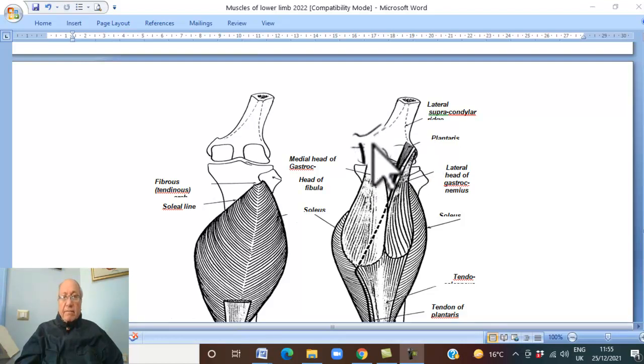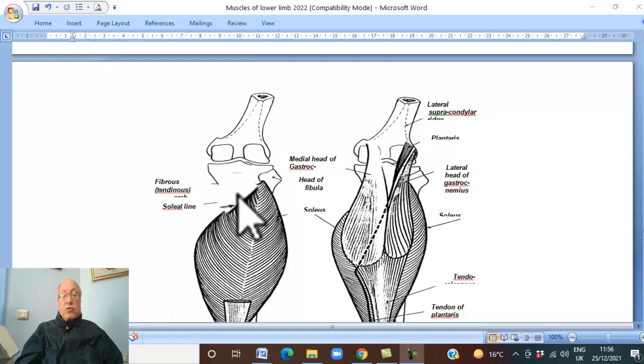And it arises here. From where? From the popliteal surface of femur just above the medial condyle. This is the origin of gastrocnemius.